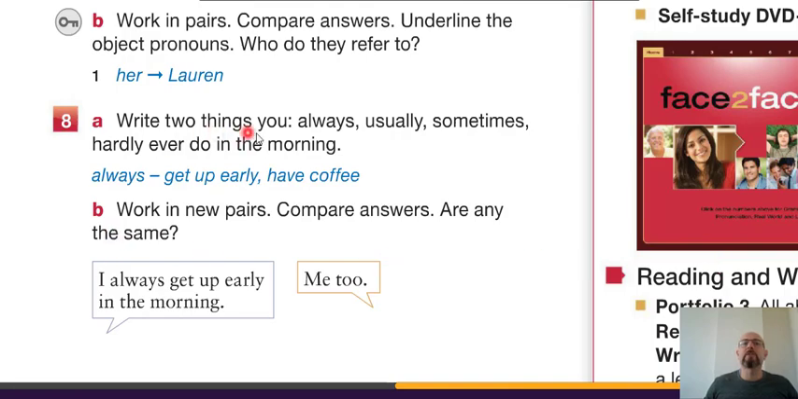Here, write two things you always, usually, sometimes, hardly ever do in the morning. For example, always get up early, have coffee. Write some sentences. Of course, if you are in the class, we will check this together.